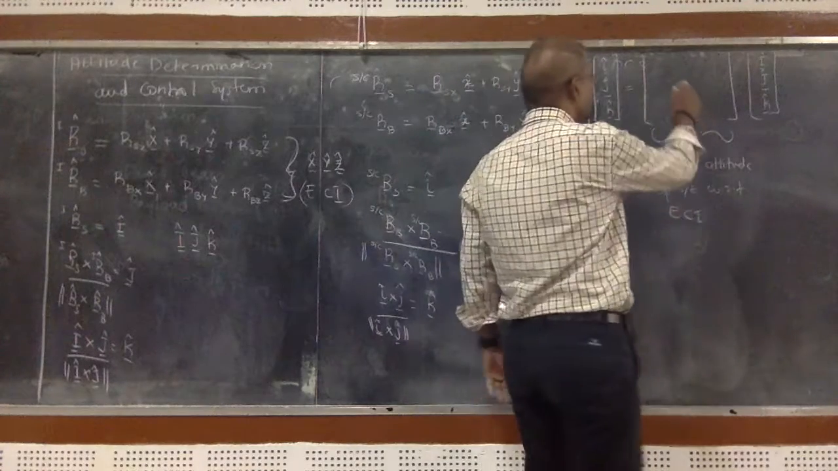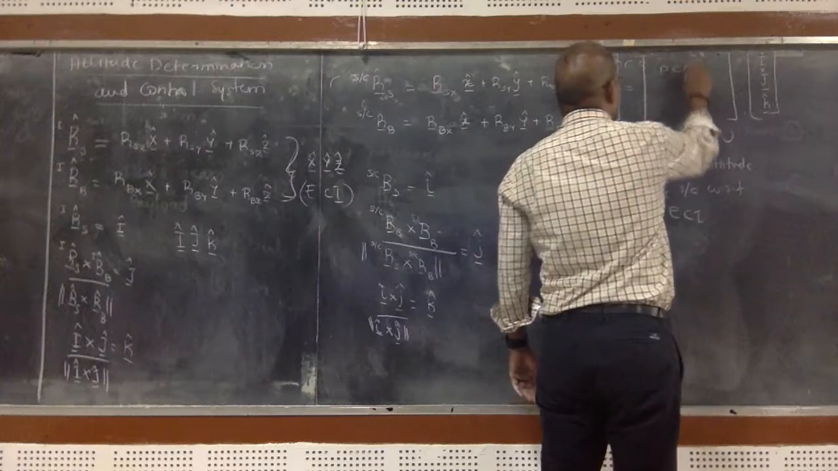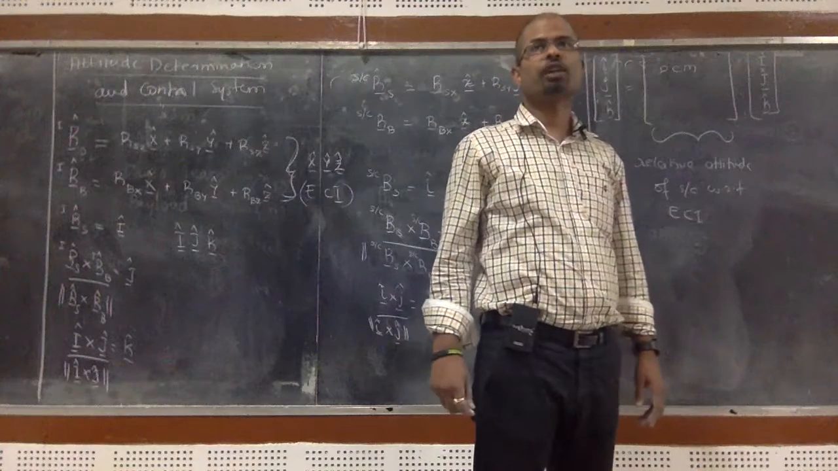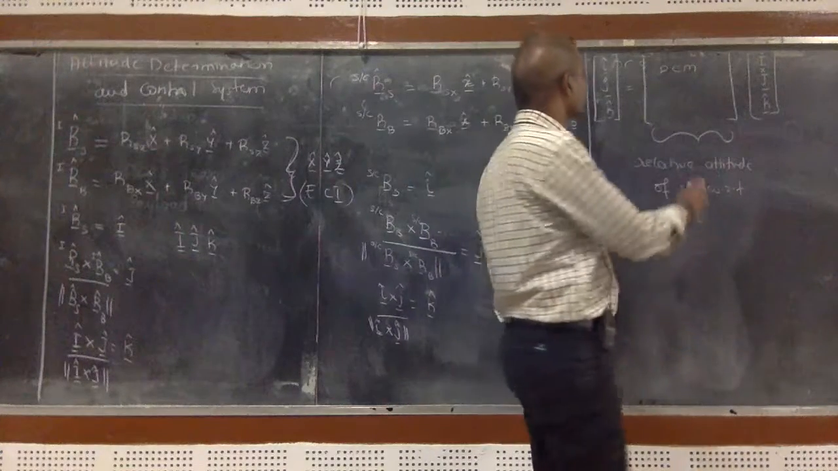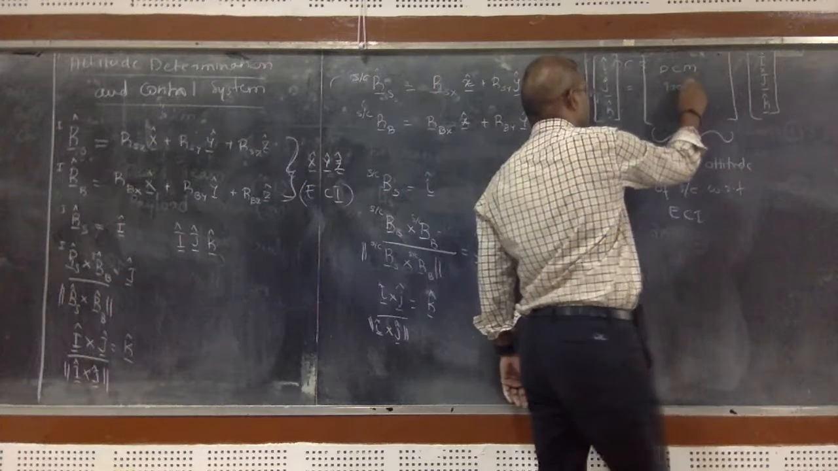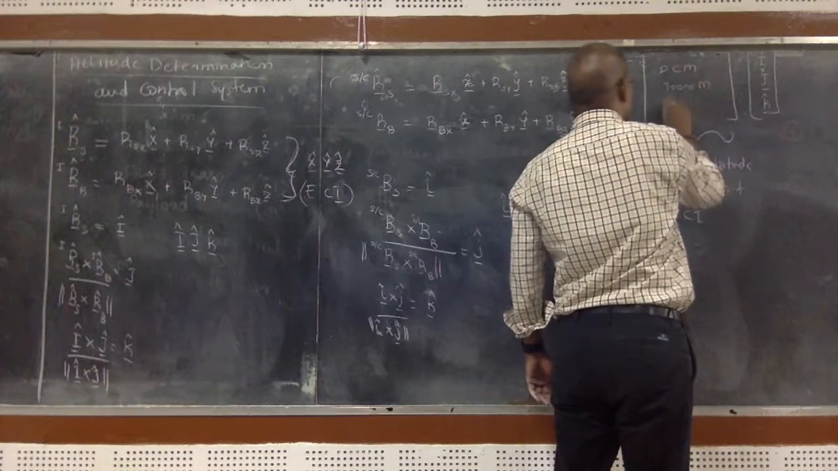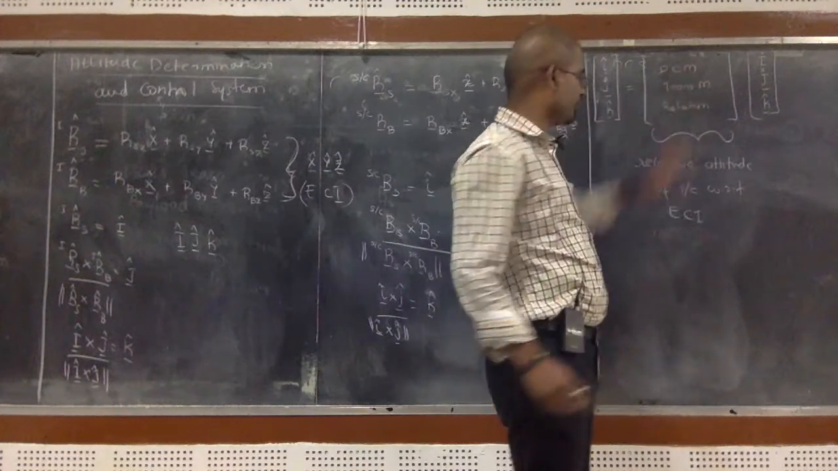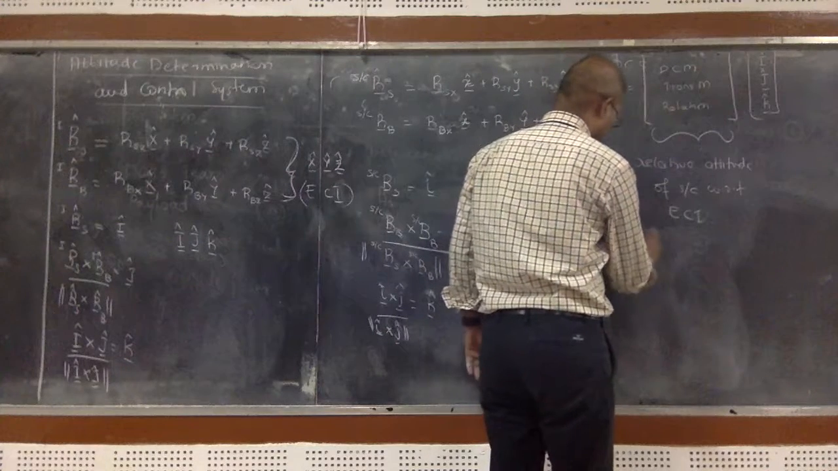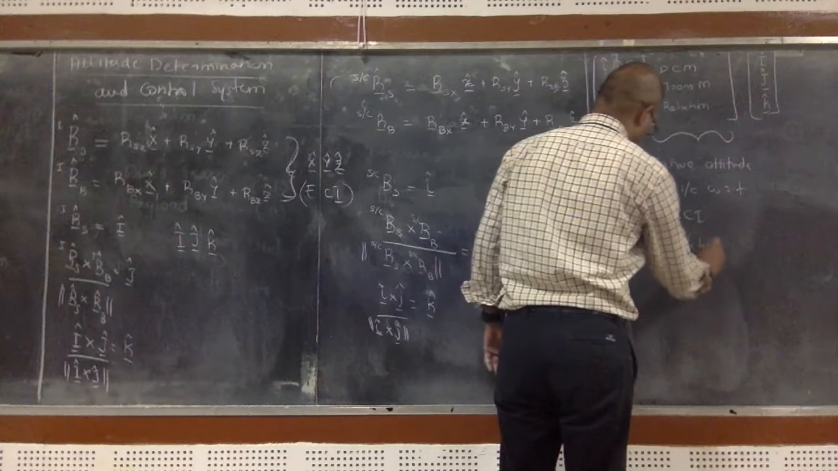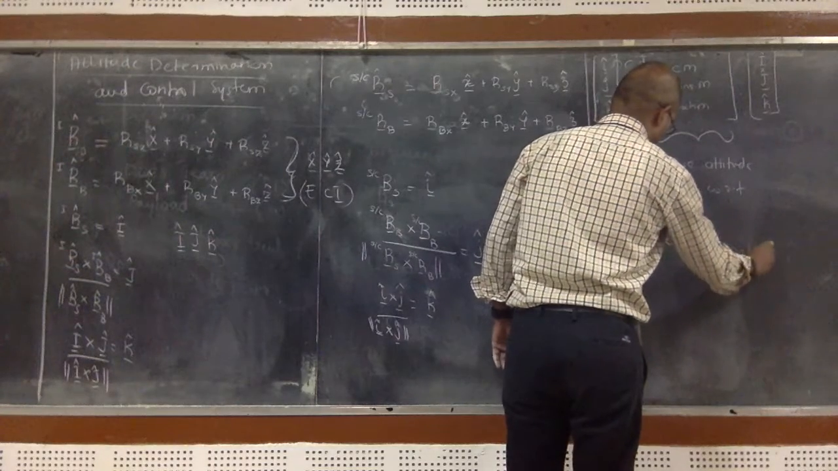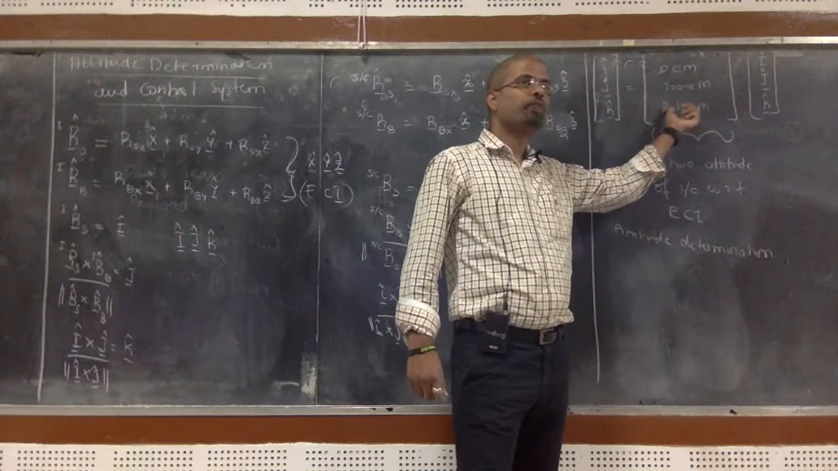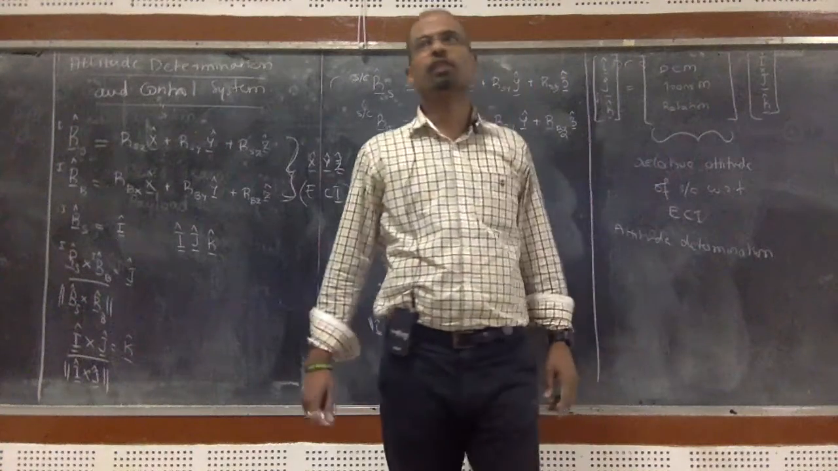This matrix is called the DCM. DCM stands for direction cosine matrix, or it is also called the transformation matrix, or sometimes the rotation matrix. Attitude determination is the process of determining this matrix.